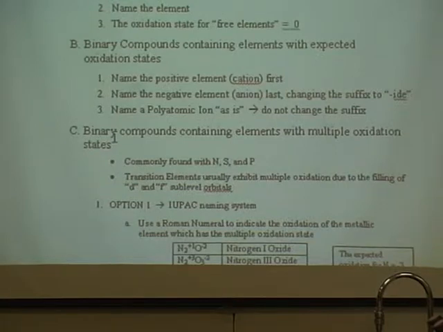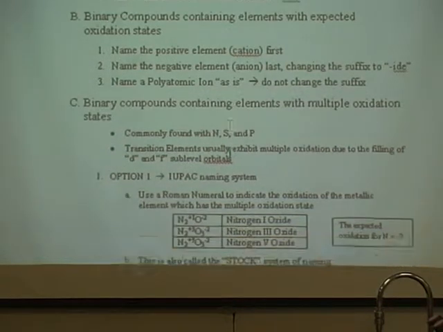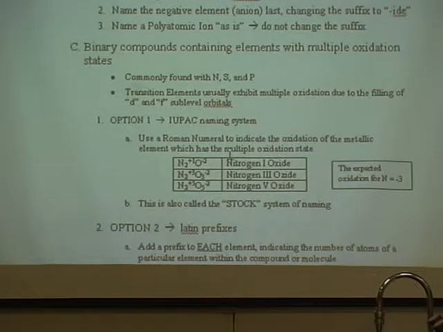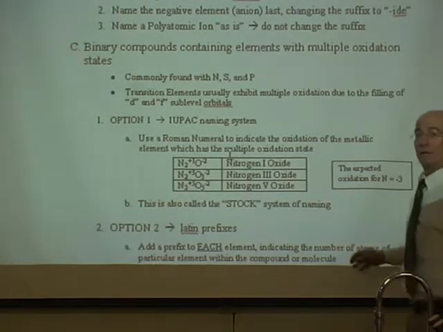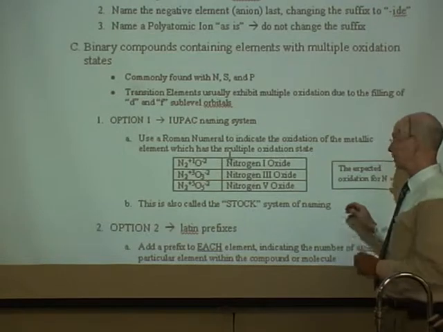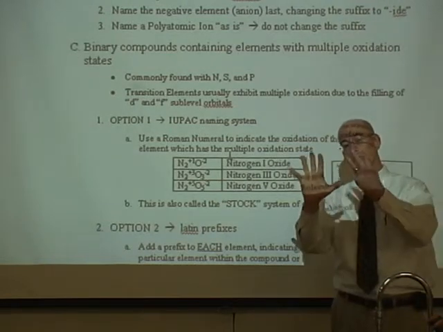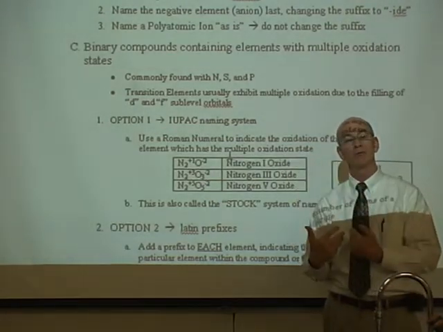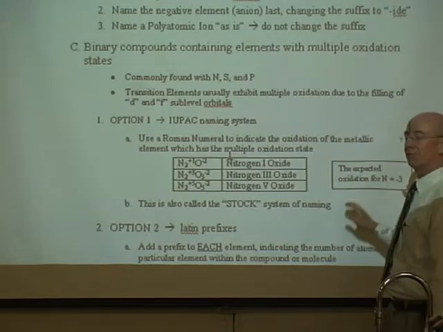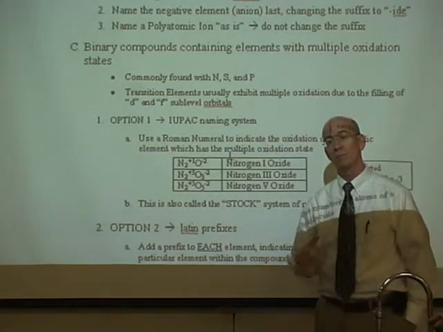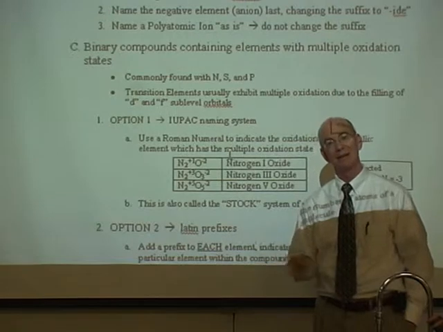How do we deal with elements when they don't have the expected oxidation state? In particular, let's take a look at this example right here. The expected oxidation state for nitrogen, since it's group 5A, would be to gain 3 electrons, making it a -3 anion. So we'd expect -3. What we're going to find is, more times than not, nitrogen is not -3.